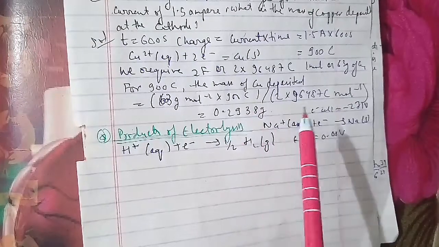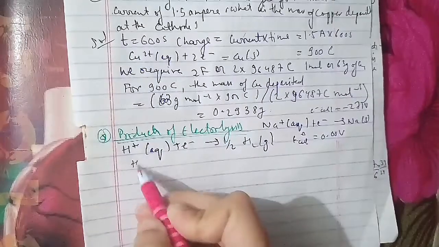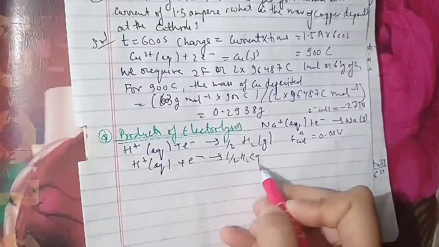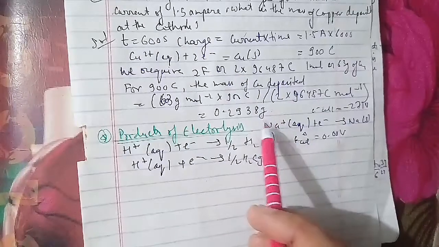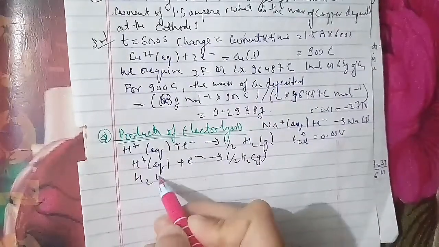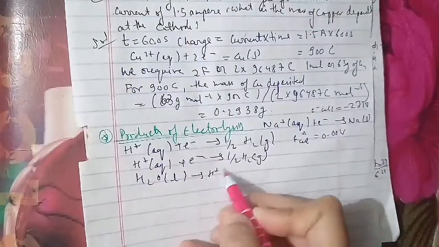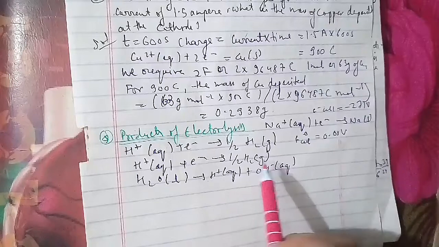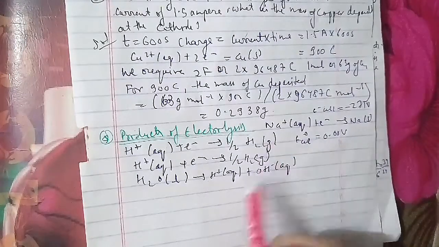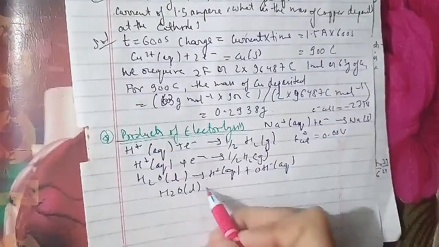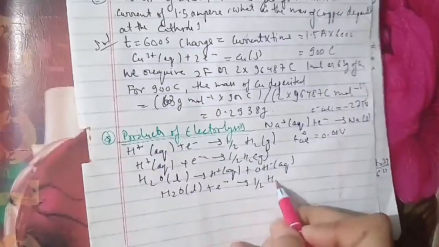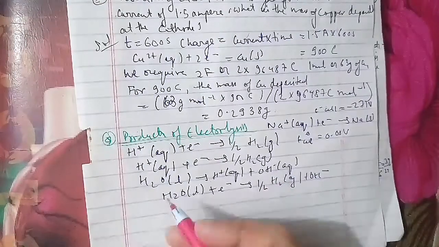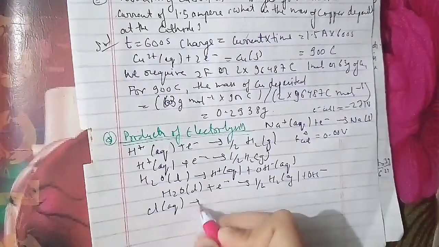At the anode, the following oxidation reactions are possible: Cl-(aq) gives half Cl2 gas plus e-, with E cell equals 1.36 volt, and 2H2O(l) gives O2 gas plus 4H+(aq) plus 4e-, with E cell equals 1.23 volt. The reaction at the anode with the lower value of E is to be preferred, and therefore water should get oxidized in preference to Cl-. However, on account of the overpotential of the oxygen reaction, the chloride oxidation reaction is preferred.